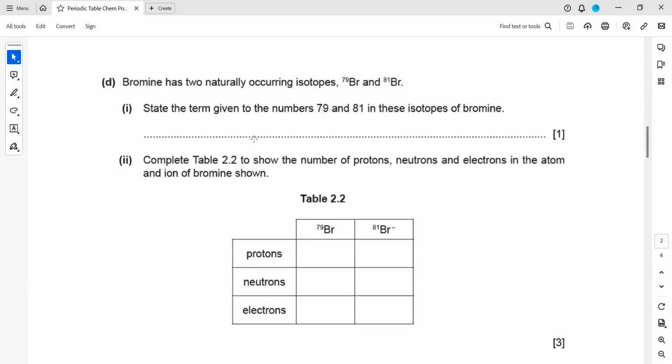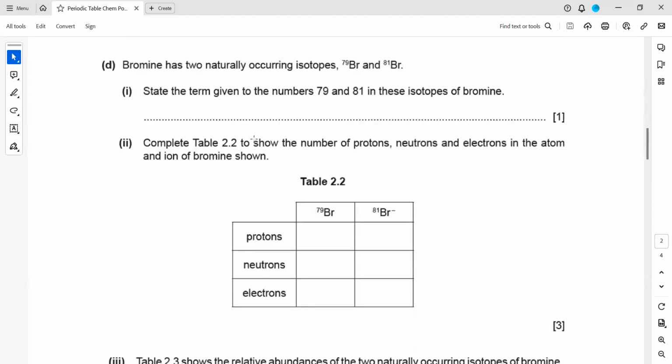In part D, bromine has two naturally occurring isotopes. One is 79, another one is 81. State the term given to the numbers 79 and 81 in these isotopes. So we call that the nucleon number. Nucleon number means the number of protons and neutrons.